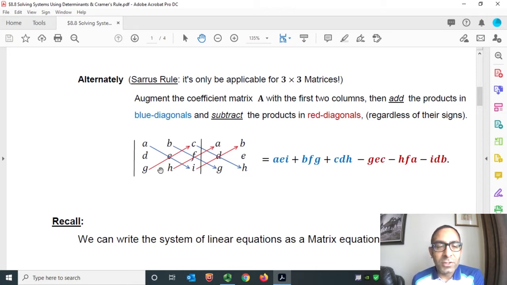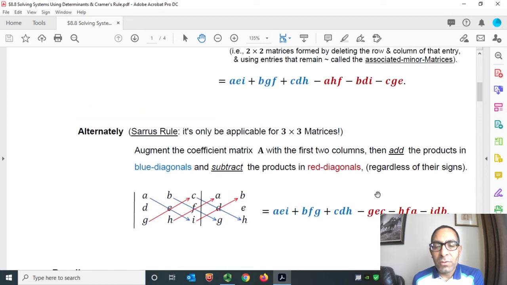Then we multiply the entries along the blue diagonals. So here a, e, i plus b, f, g plus c, d, h, which is here, and we subtract the product of entries along the red diagonals. So here minus g, e, c, minus h, f, a, minus i, d, b. Great.